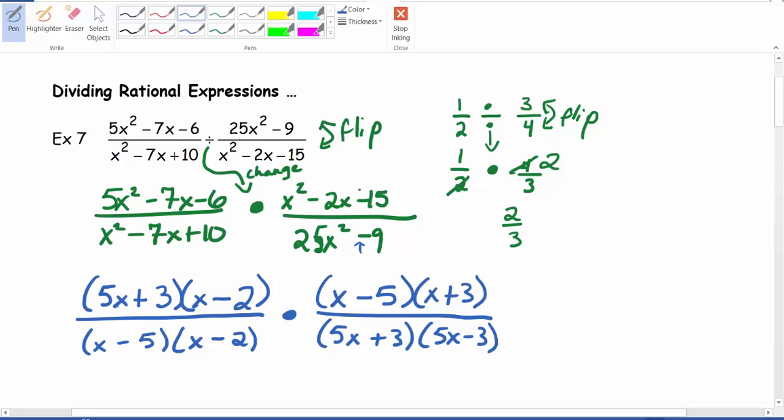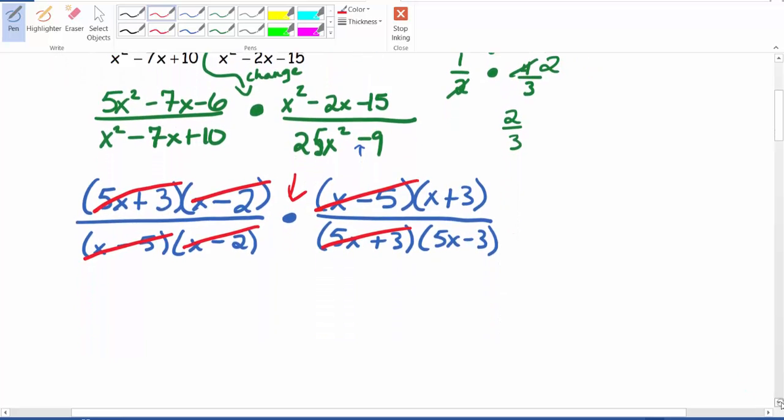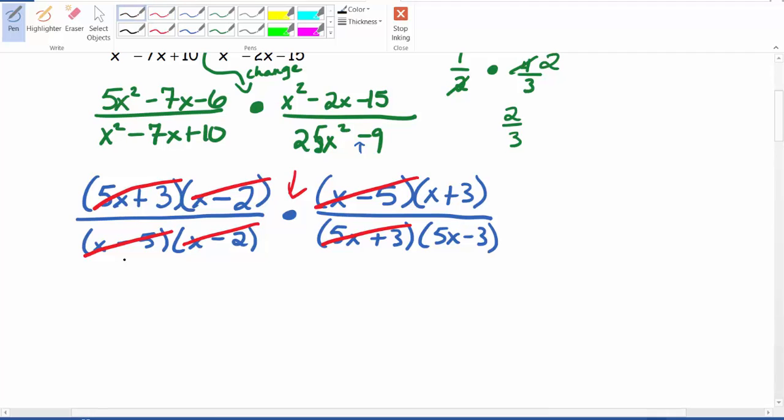Now going ahead and canceling out what we can. There's a 5x plus 3 on top. There's one on the bottom. We can get away with this move because we are, again, multiplying. Looks like there's an x minus 2 on top and bottom as well. There's an x minus 5 on top and bottom. And that pretty much appears to be everything that can cancel out. So it looks like our final answer then just comes out to be x plus 3 divided by 5x minus 3.